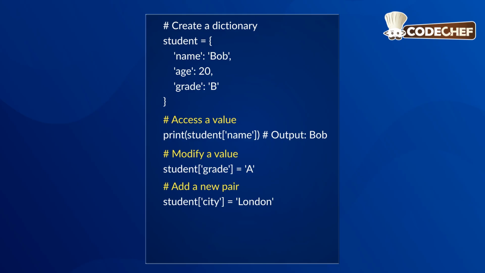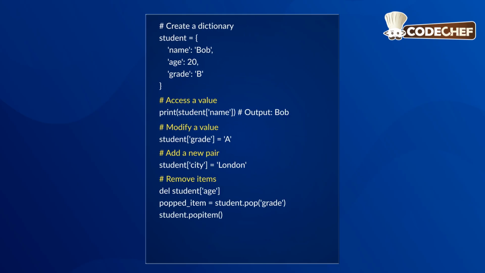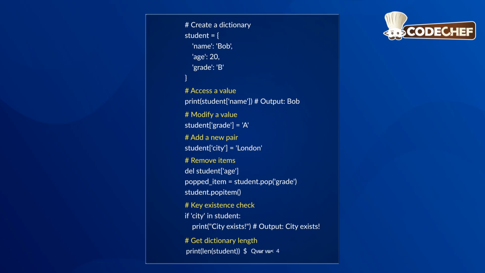Now, for removing items. The del keyword completely removes a key-value pair. The pop method removes a specific key and also returns its value, so you can save it. The popitem method is handy if you just need to remove the last item from the dictionary. Before you access a key, it's good practice to check for its existence using the in keyword to avoid a key error. Finally, you can use the len function to get the number of key-value pairs in your dictionary.